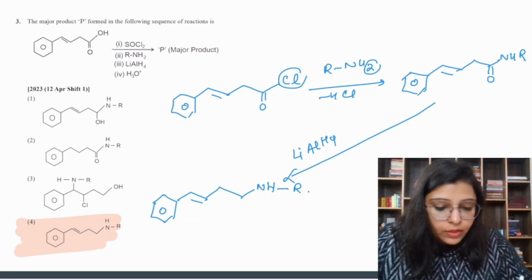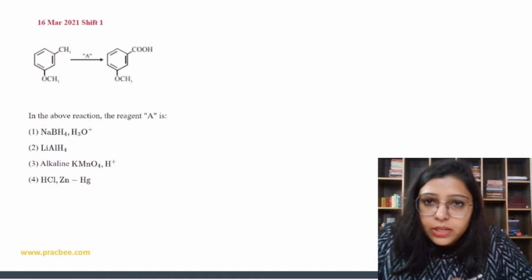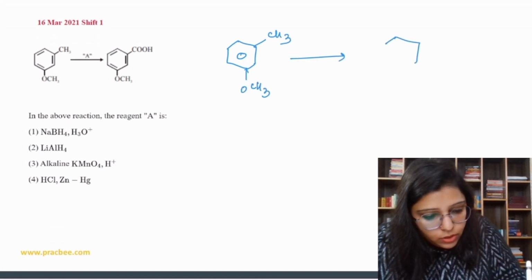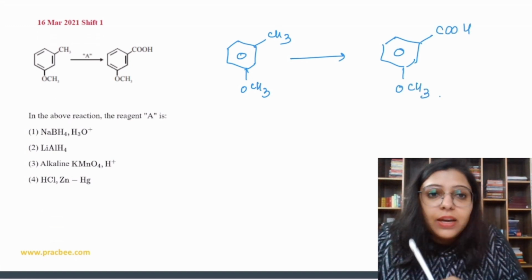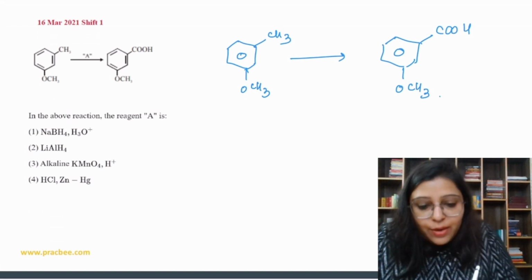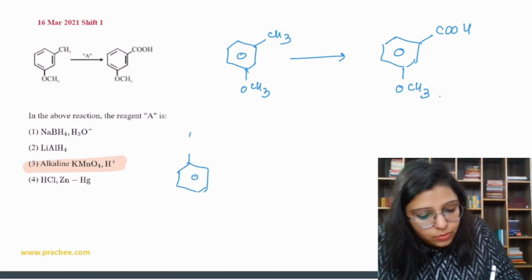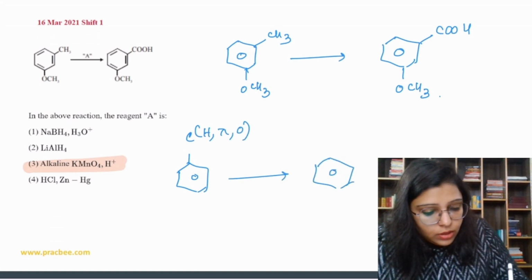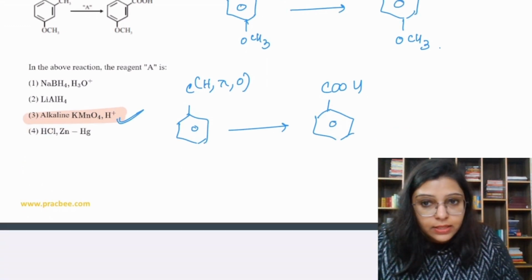That's it. Now next question, we have this CH3 and OCH3, and CH3 is converted to carboxylic acid, right? So we have alkaline KMnO4. If carbon is bonded to hydrogen, pi bond and oxygen, then that is converted to carboxylic acid in the presence of alkaline KMnO4, right? So option 3 is going to be the correct answer.